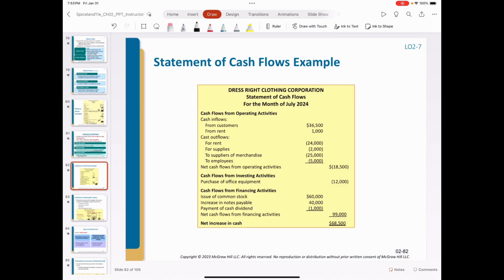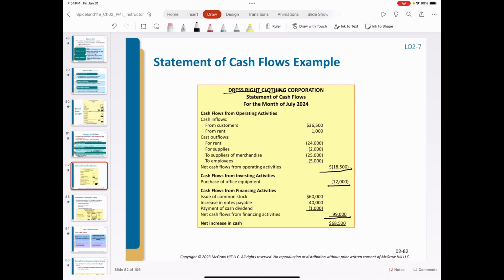Next, this is a statement of cash flow for the company we just discussed. Net cash flow from operating activities was negative 18,500. It means the company has a net operating cash outflow during this month. While investing 12,000, again, net cash outflow from investing activities. Financing 99,000. Cash inflows from financing activities.